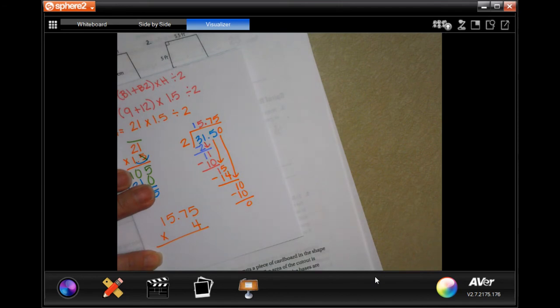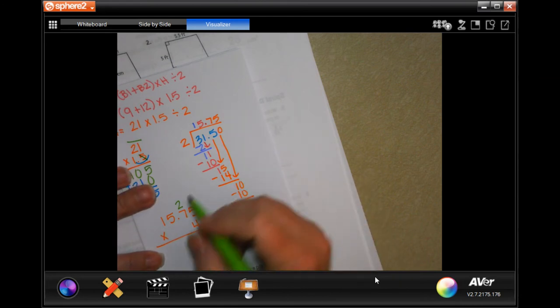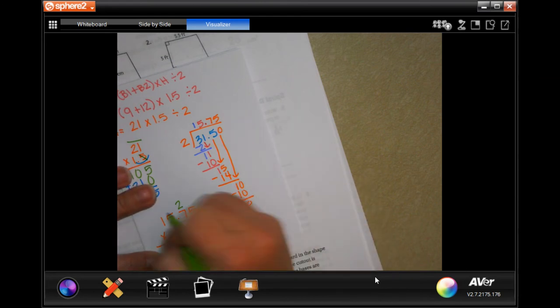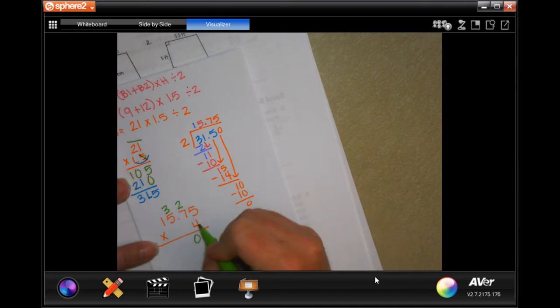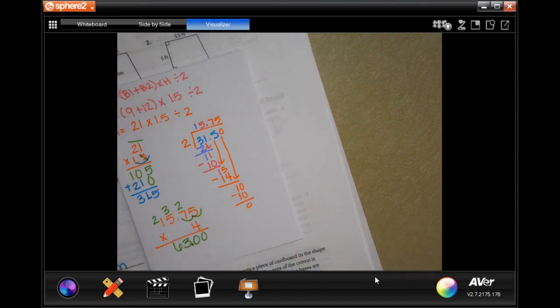Okay, 4 times 5 is 20, carry the 2. 4 times 7 is 28, plus 2 is 30, carry the 3. 4 times 5 is 20, plus 3 is 23, carry the 2. 4 times 1 is 4, plus 2 is 6. And we're going to go in 1, 2 times for the decimal, so 63. 63 inches is what we're dealing with, and we multiplied inches by inches, so it's inches squared.